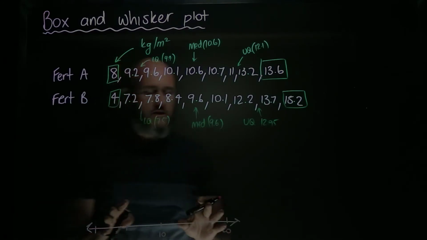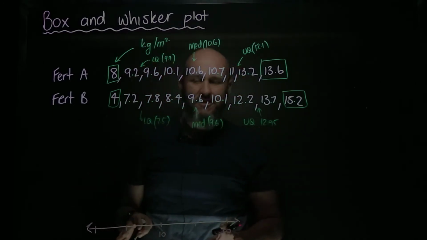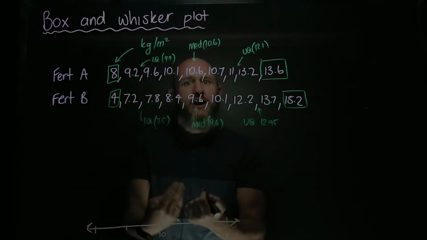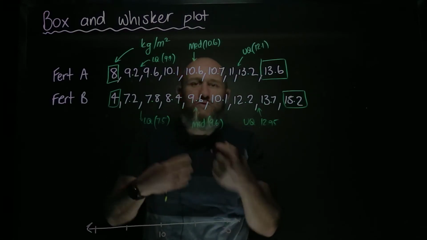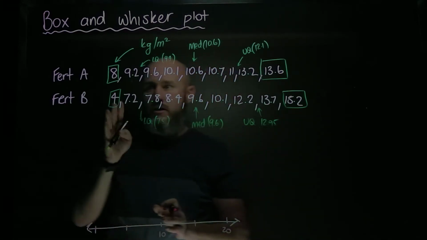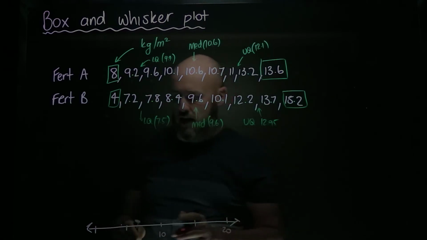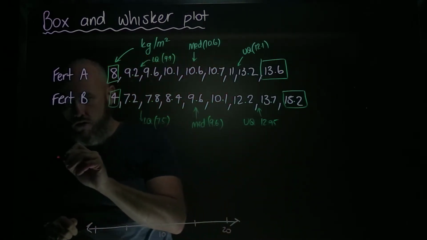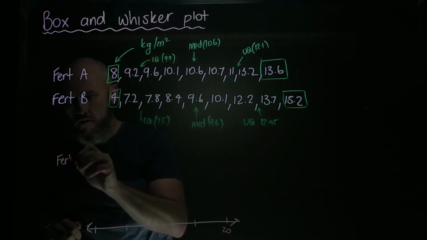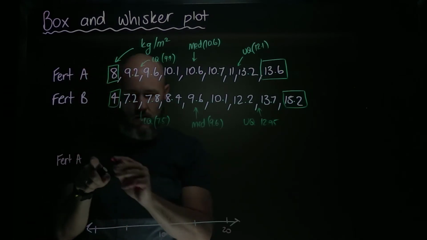Okay, now mine is not going to be really super accurate. I'll be as good as I can, but again, you would have graph paper, a ruler, pencil. You're going to be a lot more accurate than me. Okay, so I'm going to start with my fertilizer A. So I'll call this FERT A, and I'll do it along here.